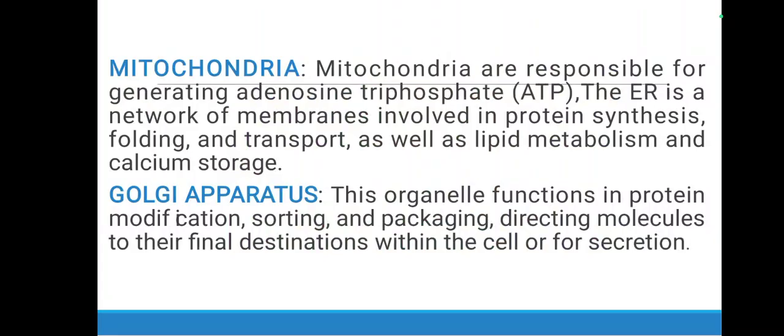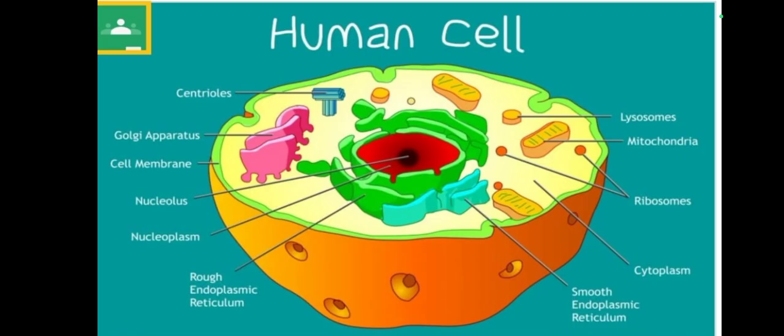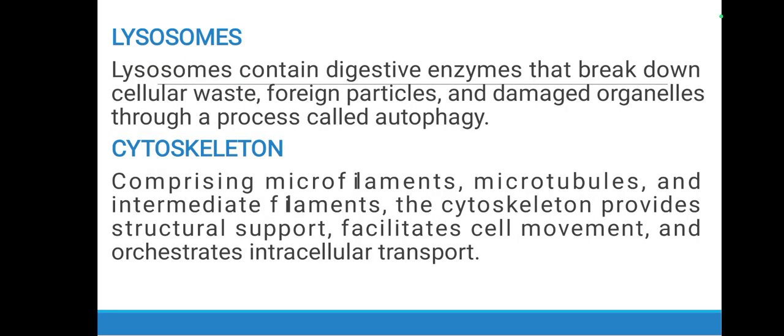Coming to the next organelle, the Golgi apparatus. This organelle functions in protein modification, packaging, directing the molecules to the final destinations where they are required, and secretion also occurs in the Golgi apparatus. The next organelle is the lysosome. The lysosome is also known as the suicide bag. The unrequired or waste materials are digested here. The foreign particles and damaged organelles get broken down through a process called autophagy.